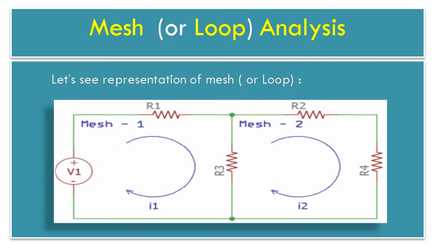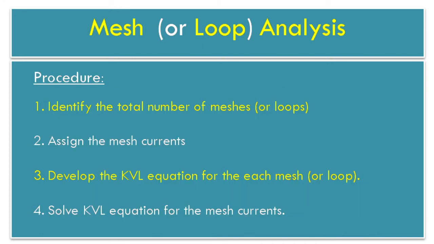After studying key definitions, let's see a representation of mesh or loop using a simple electric circuit. It consists of one voltage source V1 and four resistors R1, R2, R3 and R4. Those are arranged in such a way as to form two meshes or loops, mesh 1 and mesh 2, denoted by currents I1 and I2 in clockwise direction, which is shown in the diagram.